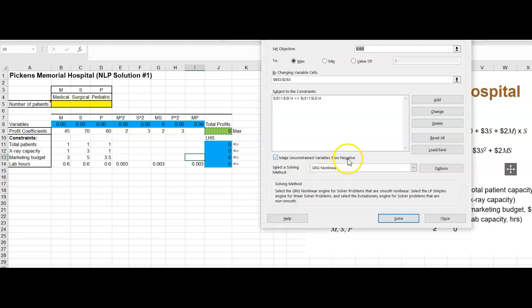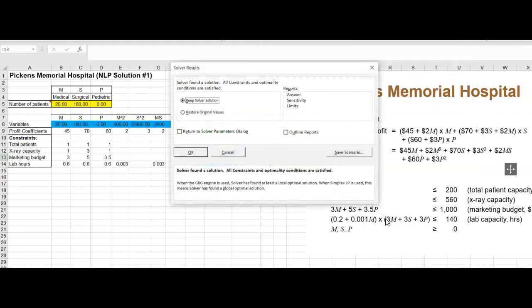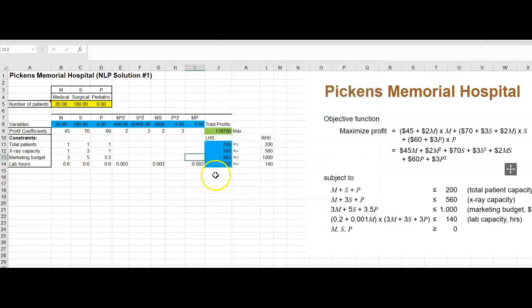Check the unconstrained variables non-negative, and in the solving method you have to select the GRG nonlinear, which is the algorithm that is specific to nonlinear programming models. So far we've been using the simplex LP, but for NLP models we're going to use the GRG nonlinear, and hit solve here. And this is what the solver model tells you. It tells you that the maximum profit the hospital can make is about $118,000 by having 20 medical patients and 180 surgical patients and no pediatric patients.